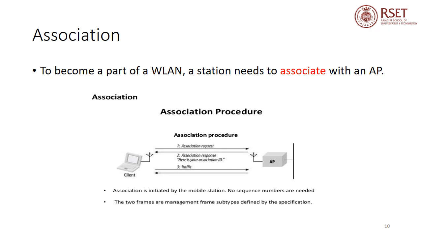After receiving this request, the access point will respond with an association response, which includes the association ID. And once the association response is received by the client, the connection has been established between client and AP, and now both of them can communicate with each other by sending data through wireless means.